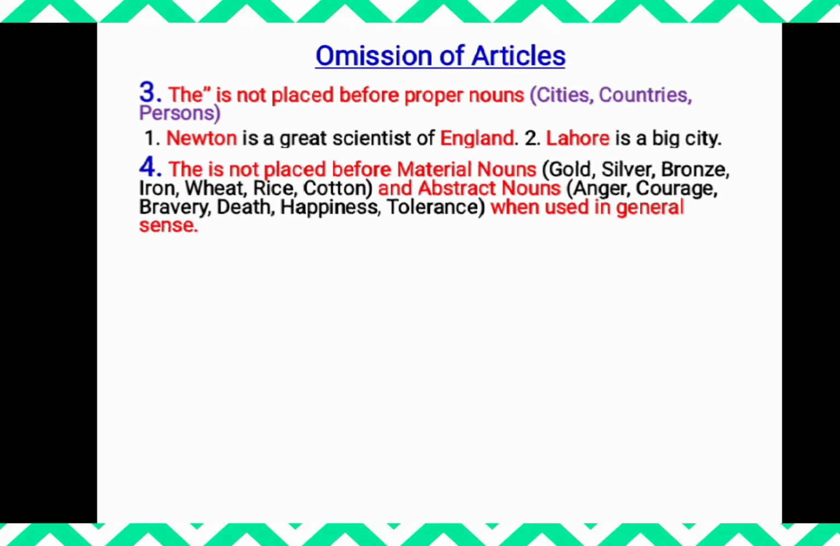Okay, the fourth rule: the is not placed before material nouns like gold, silver, bronze, iron, wheat, rice, cotton, etc. And abstract nouns as well: anger, courage, bravery, death, happiness, and tolerance. When used in a general sense, the is not placed before material nouns like gold, silver, bronze, iron, wheat, rice, cotton. We have some examples.